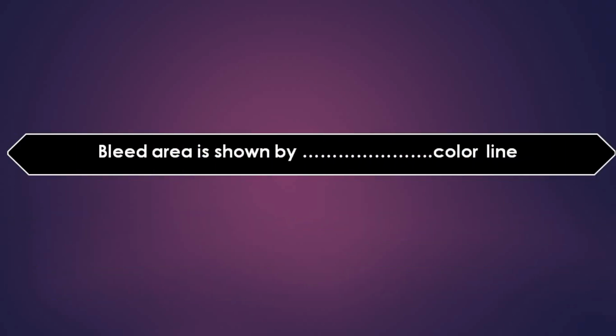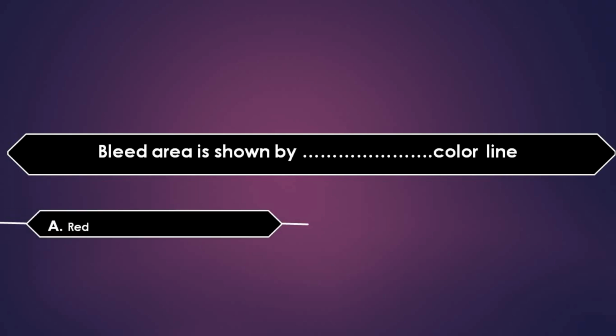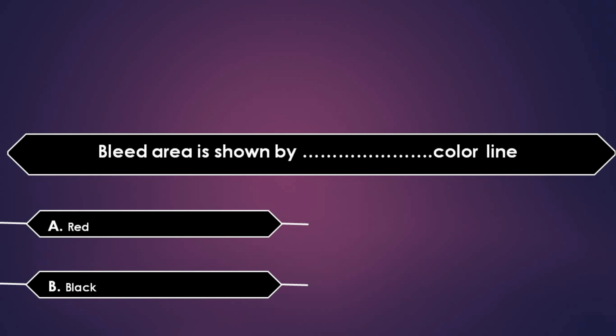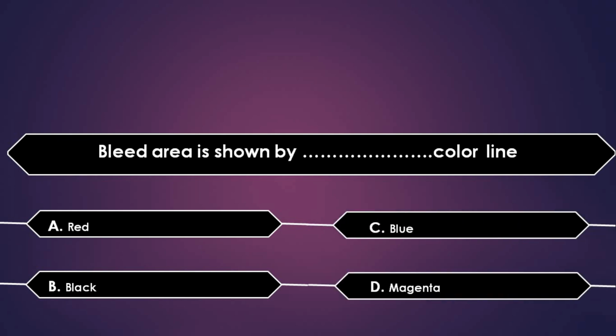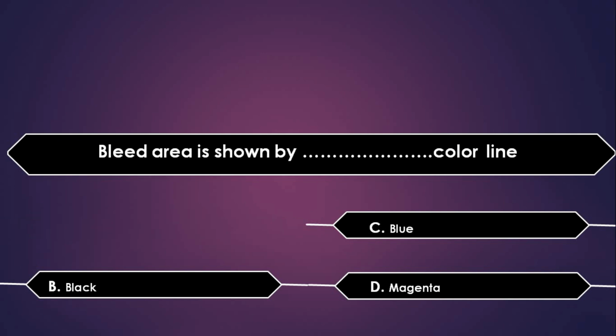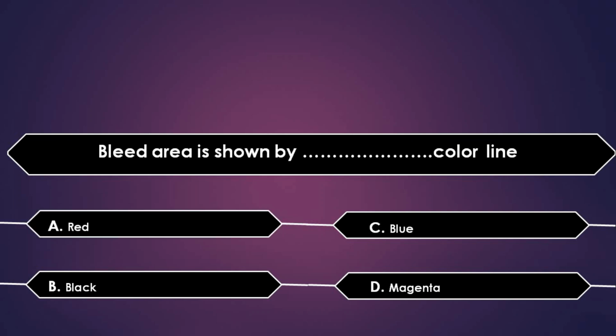Bleed area is shown by dash color line. A. Red, B. Black, C. Blue, D. Magenta. The right answer is red. Bleed area is shown by red color line.